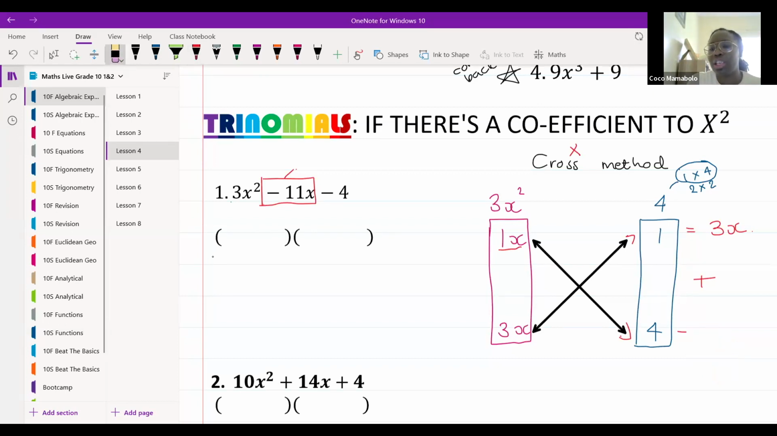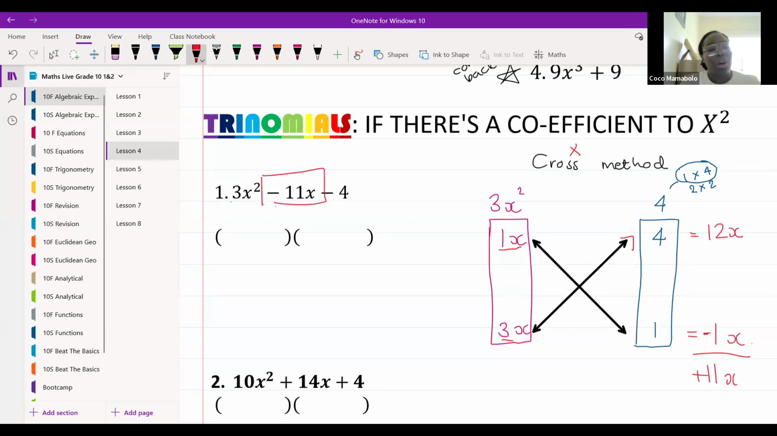So before I move on to the other ones, maybe what I need to do is swap the numbers around. Let's see if that works. What if I write 4 over here and I write 1 over here? Now let's cross multiply. 3x times 4 will give me 12x. And 1x times 1 will give me 1x. Now let's think about this. 12x plus 1x will give me 13x. That's not what I want, right? But I know that 12x minus 1x will give me positive 11x. Do I want positive 11x? No, I want negative 11x.